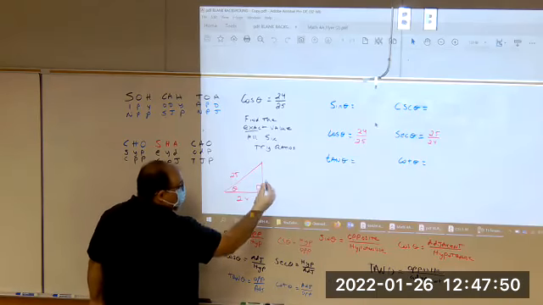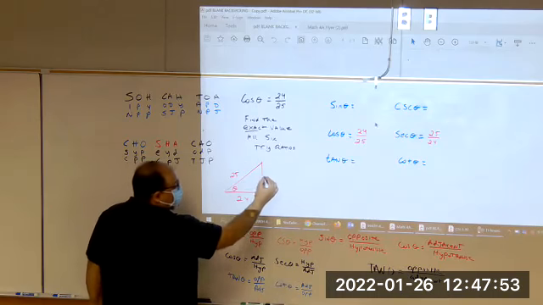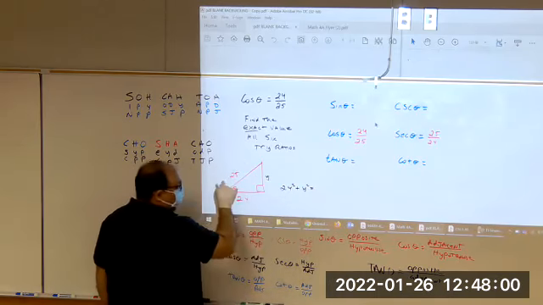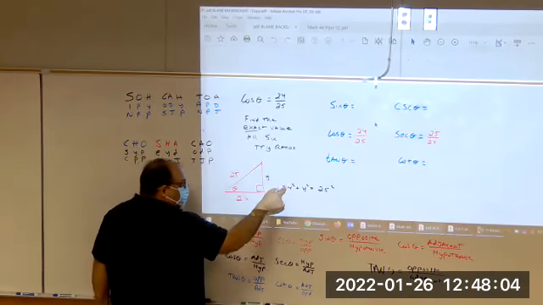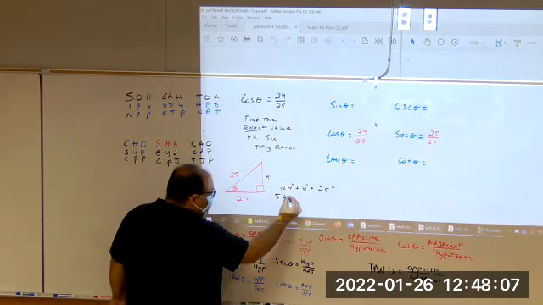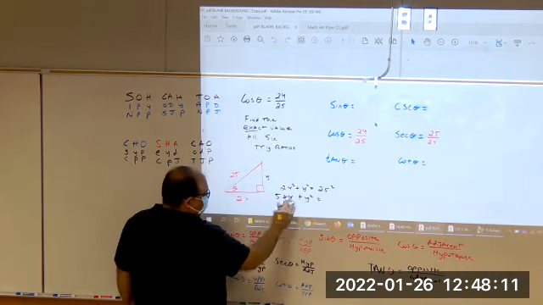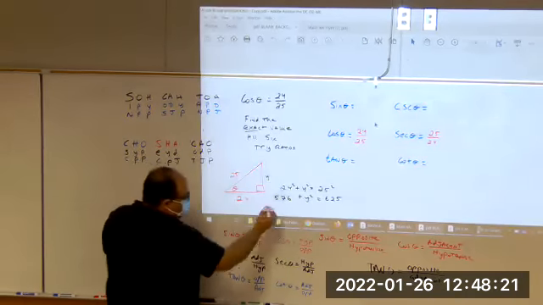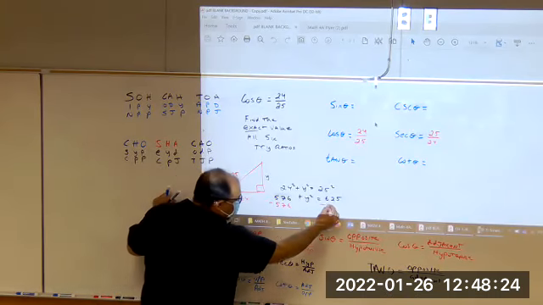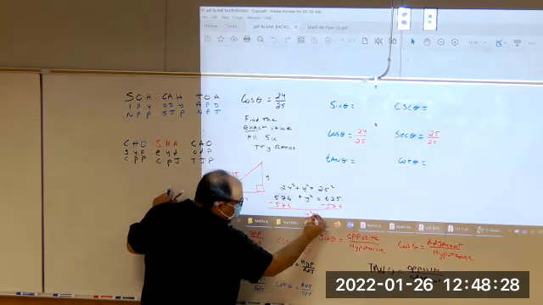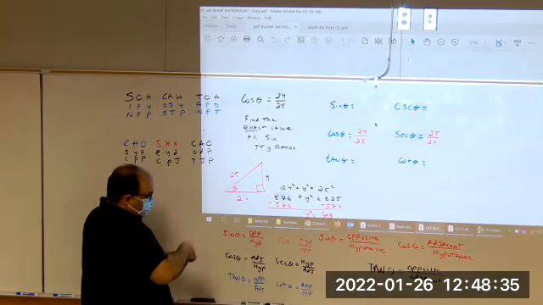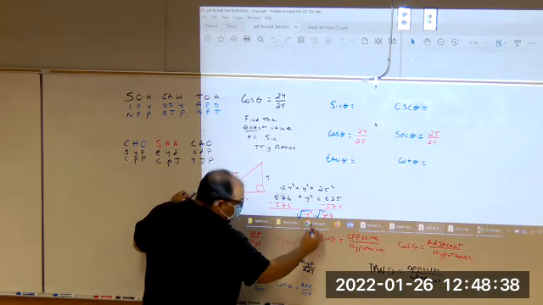So if I just label this, since it's vertical, I'm going to call it y. 24 squared plus y squared equals 25 squared. So 24 squared is 576 plus y squared equals 625. Subtract 576 from both sides. Y squared is equal to 49. Take the square root. And the missing side is a 7.